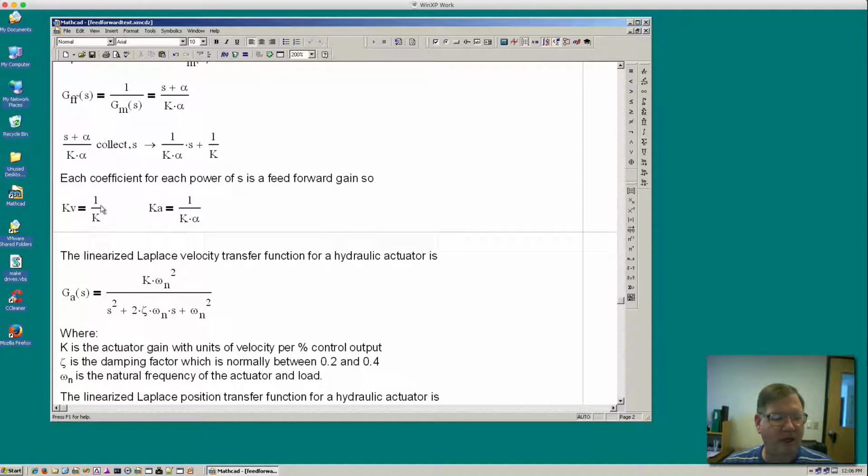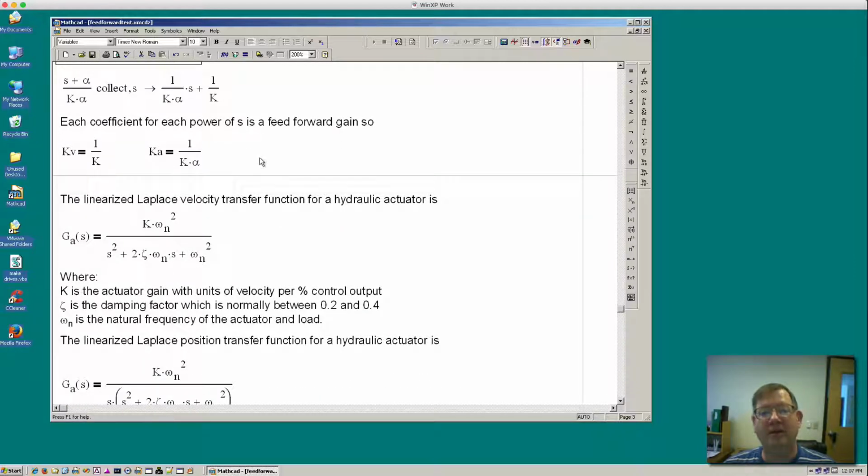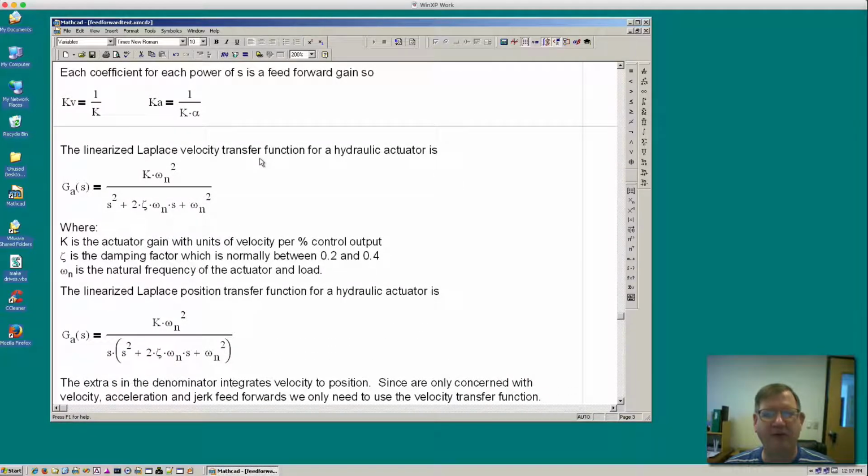So the calculations for the feed forwards for a motor are relatively simple, assuming that you have the bandwidth and the gain for the motor and load. Now, the bandwidth is the inverse of the time constant. So if you have the time constant for the motor and load, then you can just invert that to get alpha. A little bit more complicated example is doing this for a hydraulic actuator.